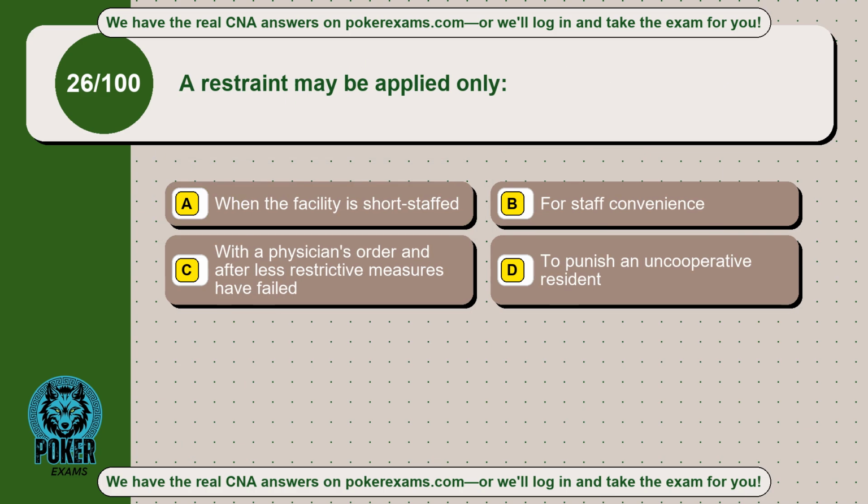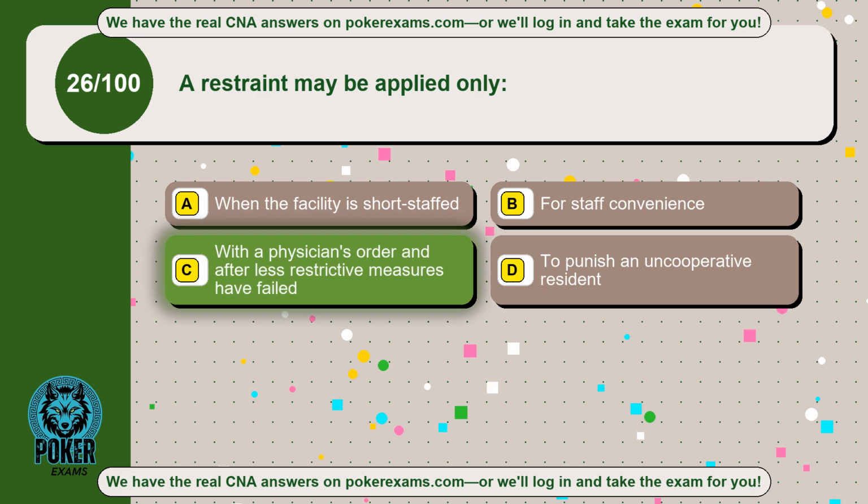Question 26. A restraint may be applied only. Option A, when the facility is short-staffed. Option B, for staff convenience. Option C, with a physician's order and after less restrictive measures have failed. Option D, to punish an uncooperative resident.